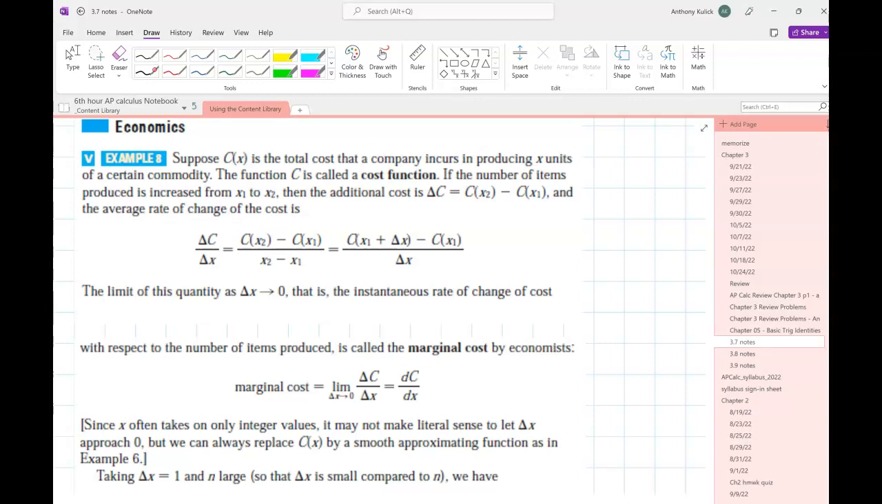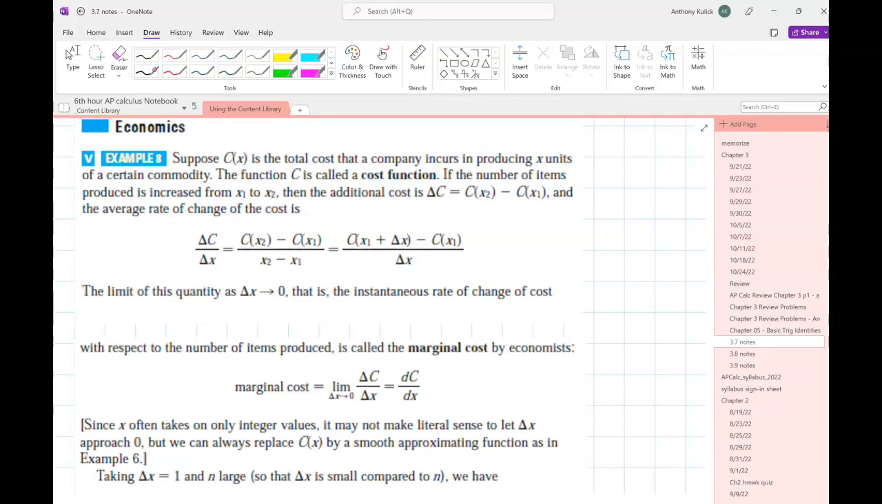All right. So it says, suppose C of X is the total cost that a company incurs in producing X units of a certain commodity. The function C is commonly called a cost function. If the number of items produced is increased from X1 to X2, then the additional cost, the delta C, is equal to C of X2 minus C of X1. And the average rate of change of cost is C of X1 plus that change in X minus C of X1 divided by the change in X. Everybody's okay with that?